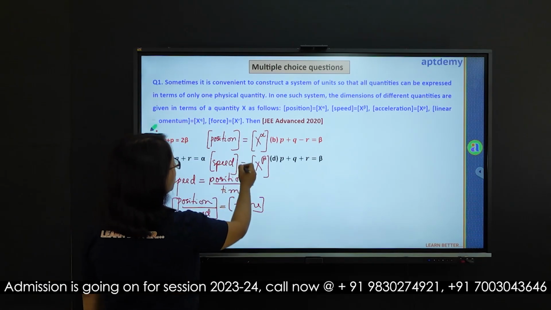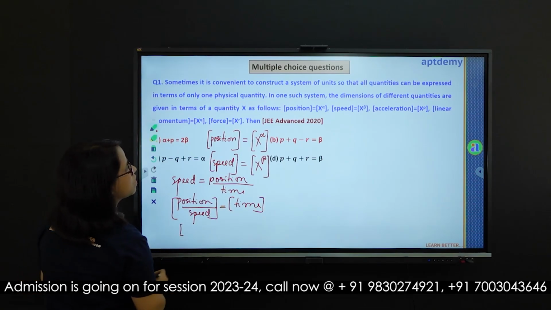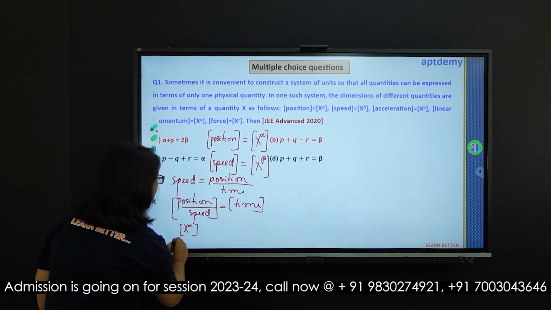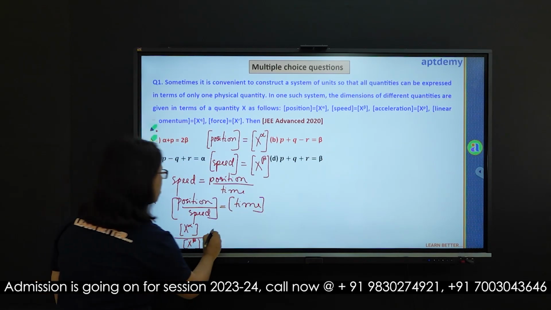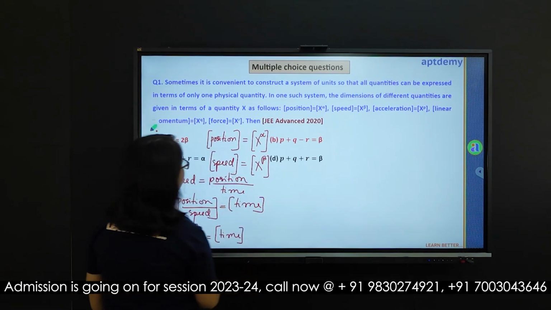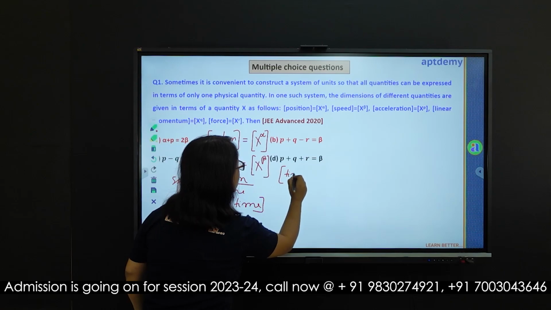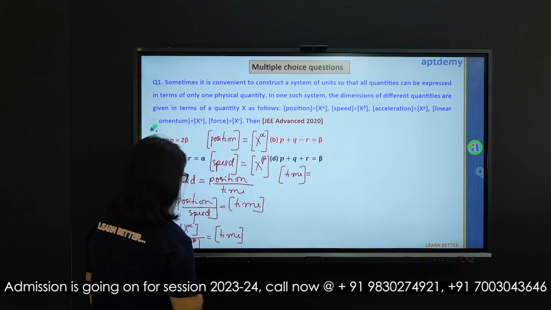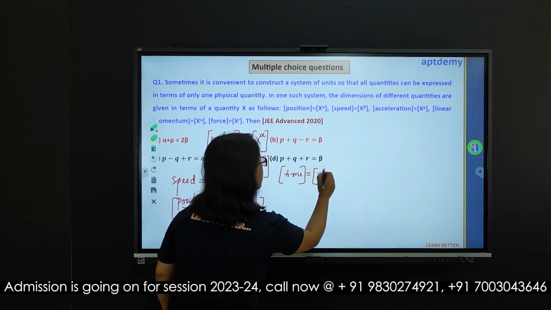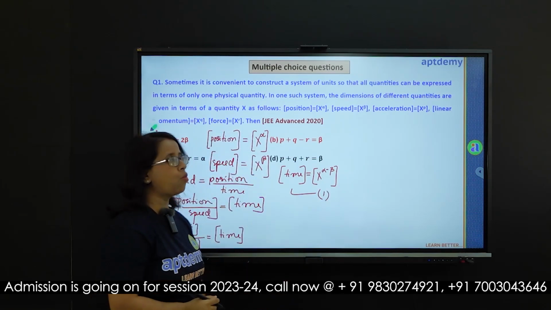Combining the relations that we have, we may write the dimension of position, that is x to the power alpha, by the dimension of speed, that is x to the power beta, as equal to the dimension of time. Or we may write that the dimension of time is nothing but the dimension of x to the power alpha minus beta. Let me write this equation as equation number 1.